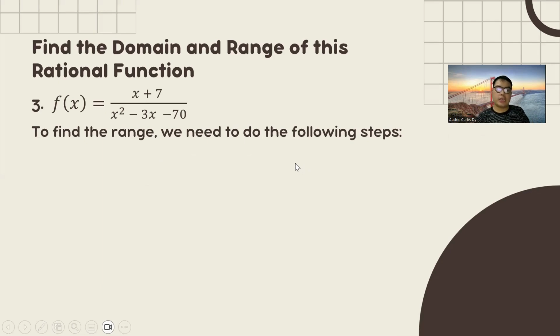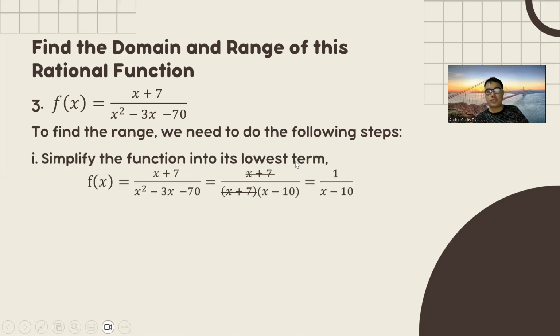In order to get the range, we need to do the steps. So, first, we're going to simplify to lowest term kung factorable siya at may common factor siya. So, as we see that x plus 7 is the common factor, so we cancel it out. So, the lowest term is now 1 over x minus 10. Then, we're going to find the inverse.